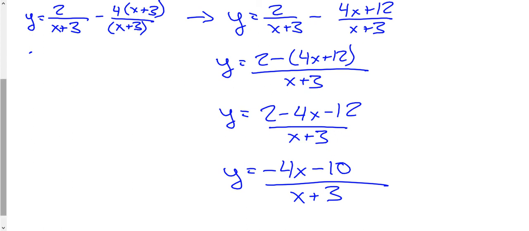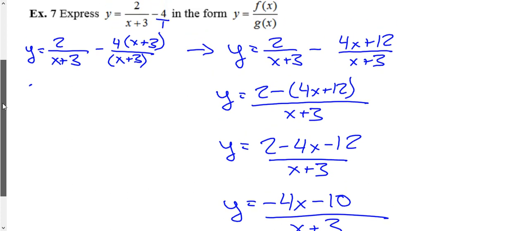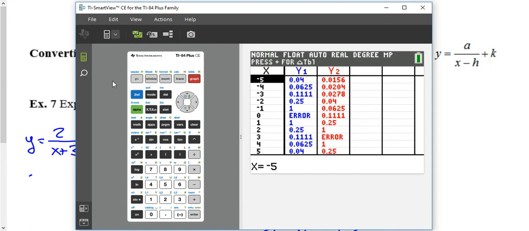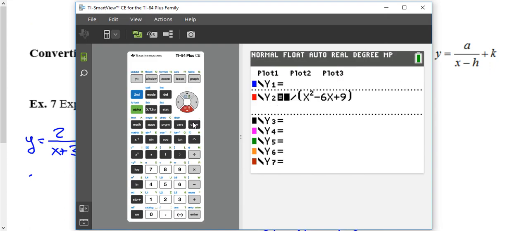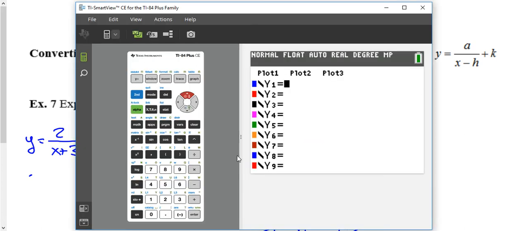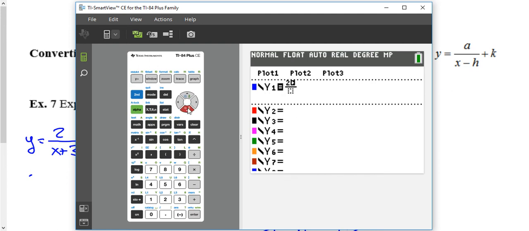You might be asking yourselves, how do I know if you're right? How do you know if your final answer is truly correct? Well, what you could do is a quick check on your graphing calculator. So I'm going to go to my graphing calculator, type in y1, y2. In y1, I'm going to type my original function. In this case, it was 2 divided by x plus 3 minus 4. So I'm going to use my fraction function. So I've got 2 divided by x plus 3. And then after all that, a minus 4.